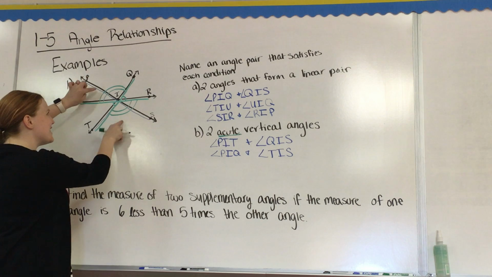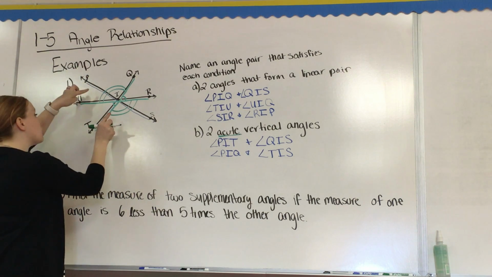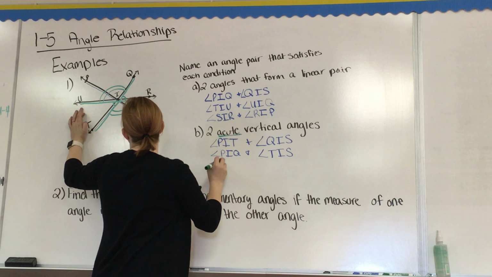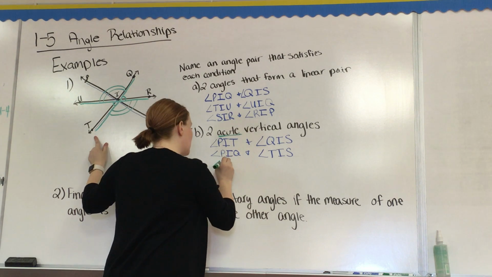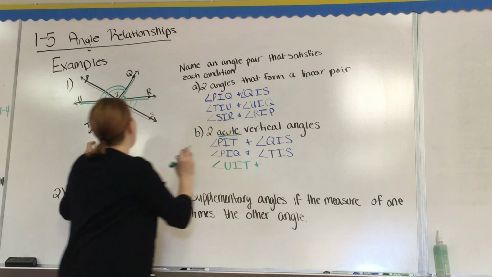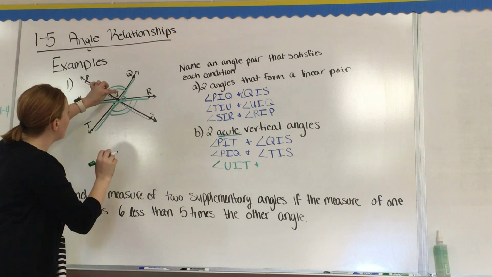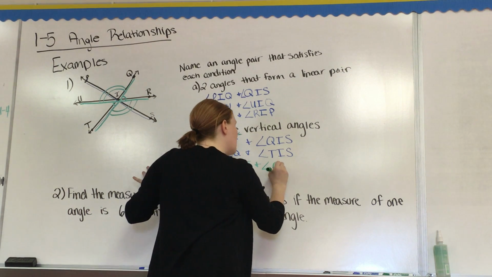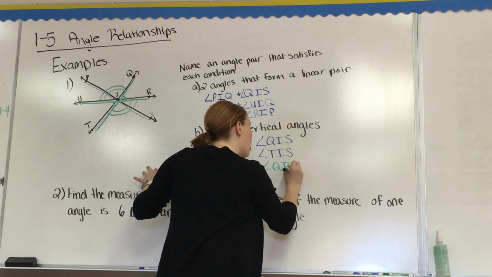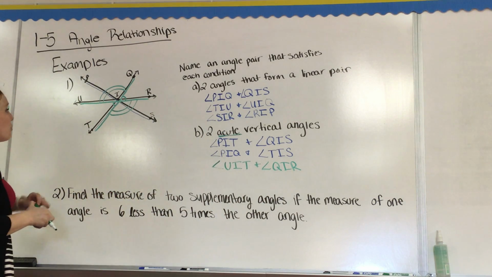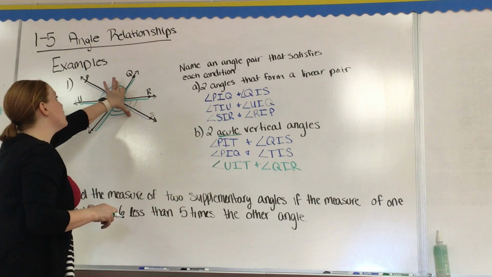So can I use these? No, because they're obtuse. So let's do these. So we get angle UIT and angle QIR. Angle QIR. Are there any other ones that I could do? Not with this vertical angle because I can't do these two.